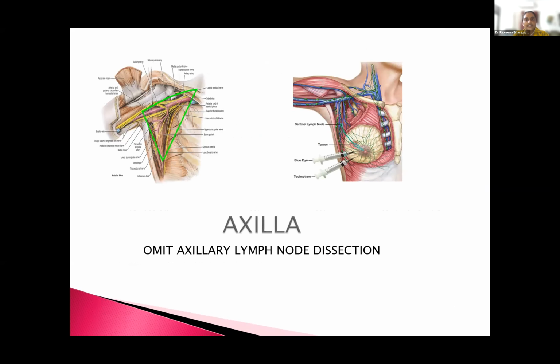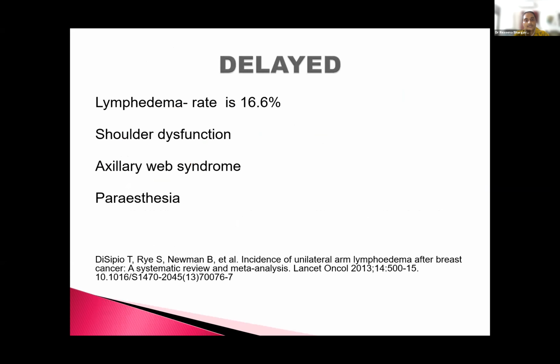When we come to the axilla, the recent advance is that we are trying to omit axillary lymph node biopsy and axillary lymph node dissection. So why are we so afraid of ALND? It's basically lymphedema. The lymphedema rate is 16.6% as per the study and meta-analysis by Discipio et al., with shoulder dysfunction, axillary web, and paresthesia as the other complications.